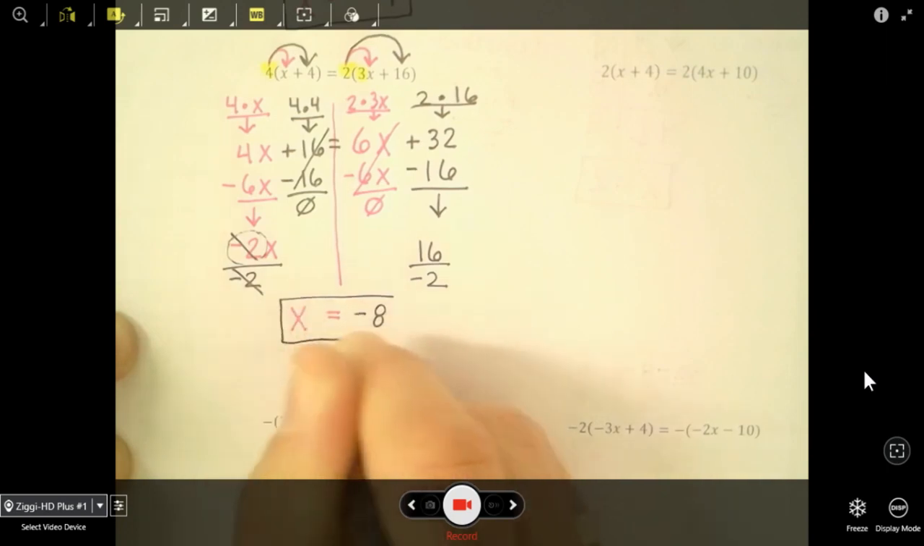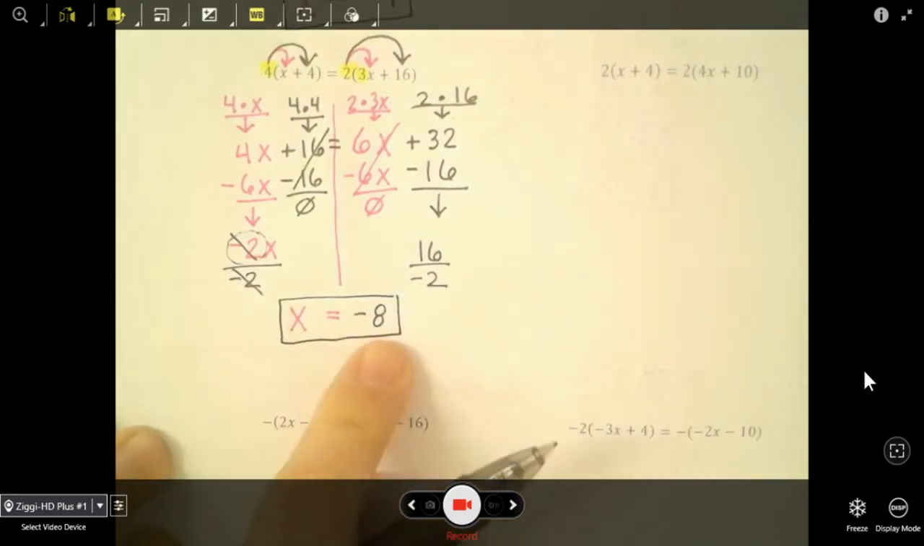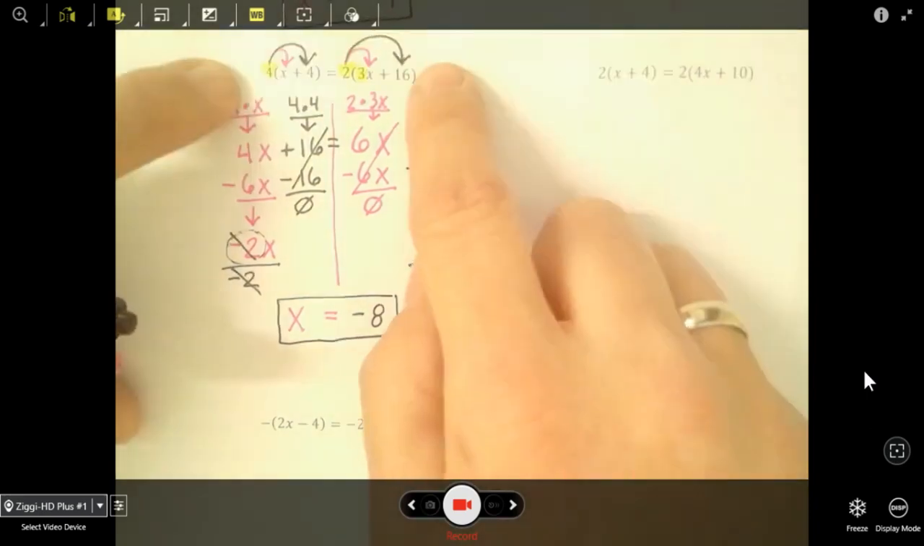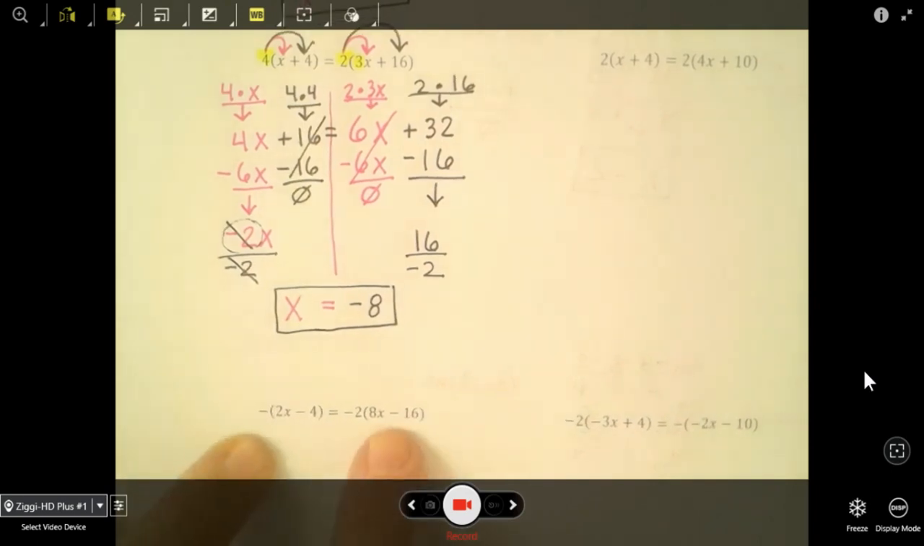And that's my answer. I'm done. I have my x with a coefficient of 1 on the left, and I have my constant value, which is negative 8, on the right. So let's do our final problem. Now it gets a little harder because notice right here we had the distributive property on both sides. Now on the bottom one, not only do we have the distributive property on both sides, but we have 2 negative signs that we have to deal with. So let's see how to do those.